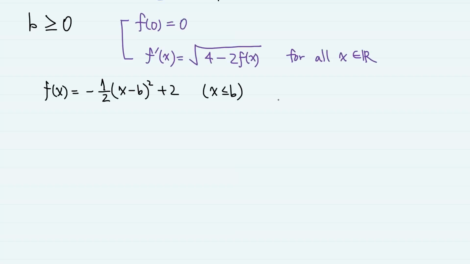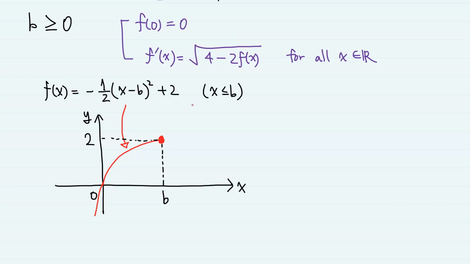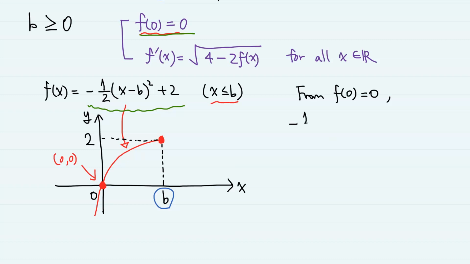So we have these conditions, and now the graph might look something like this, at least when x is less than or equal to b. So b is on the positive side, and now we can make good use of this f(0) equals 0 condition, because now the parabola has to pass the point (0, 0), which means we can use this equation of parabola for this condition. Therefore, we have minus 1/2 b squared plus 2 equals 0. So we have b squared equals 4, and b cannot be negative, so we take positive value b equals 2. And there we have the value of b.